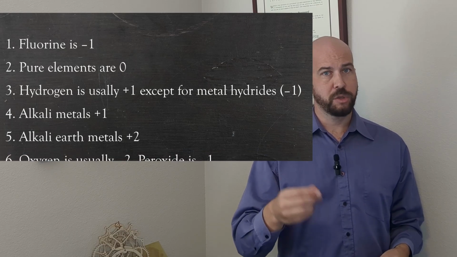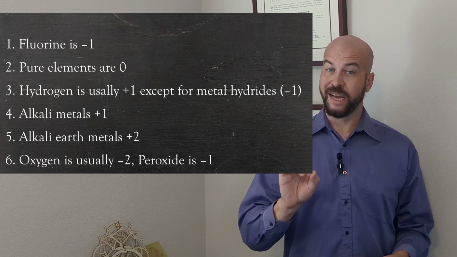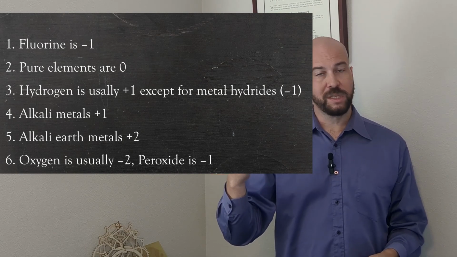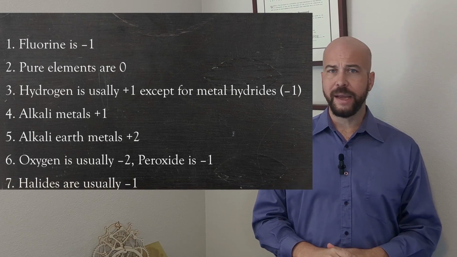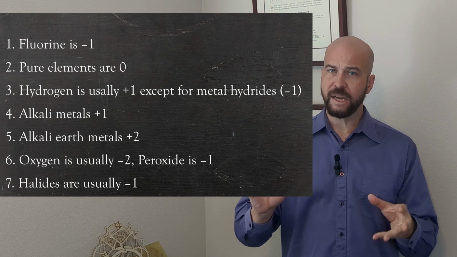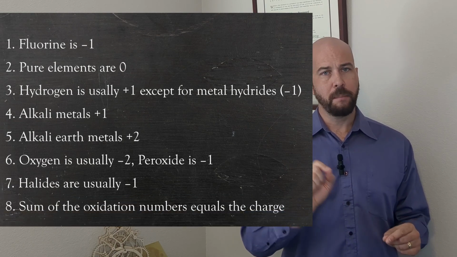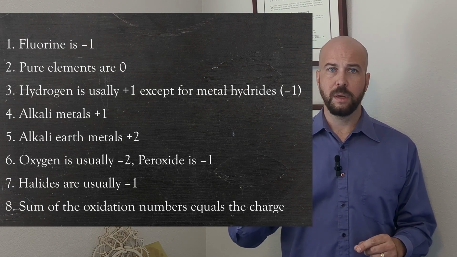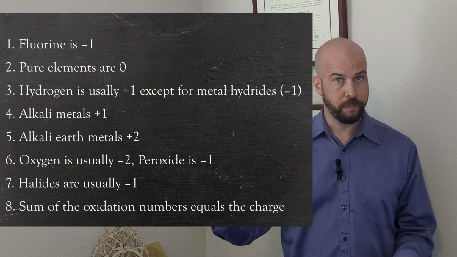Oxygen is usually -2, unless it's a peroxide, in which case it's -1, or it's bound to fluorine, in which case it's +1. Other halides like chlorine, bromine, iodine are normally -1, but not always. And finally, the sum of all of the individual oxidation numbers must equal the charge on the atom or molecule.